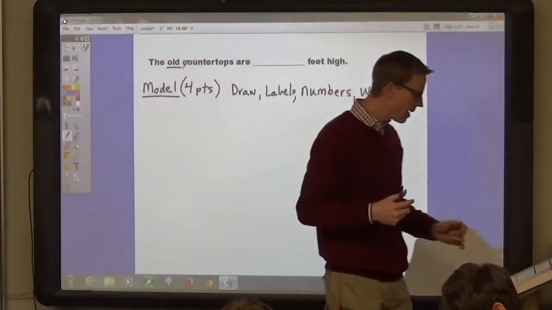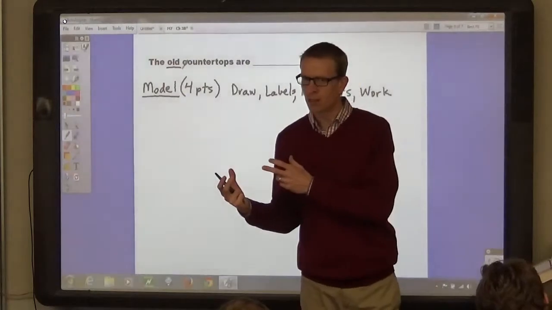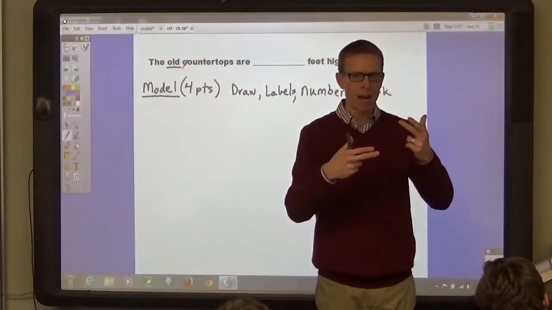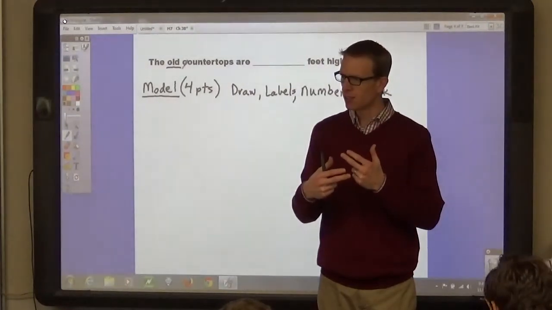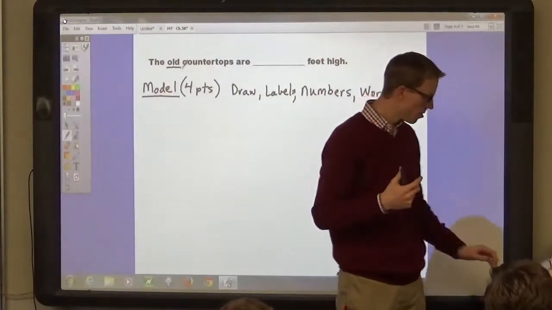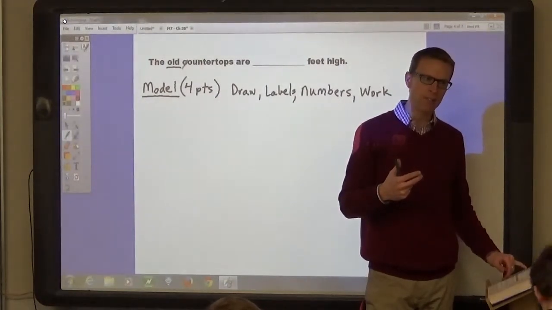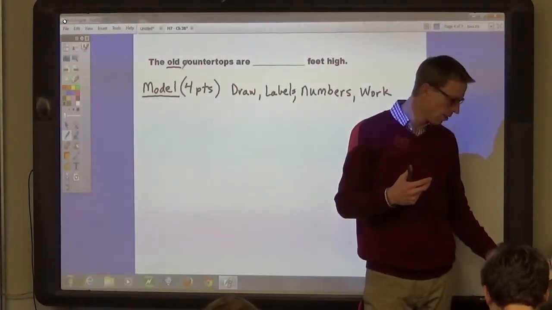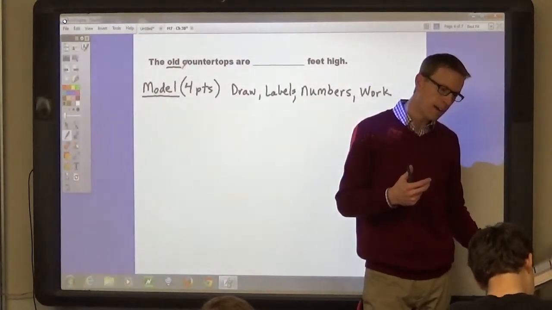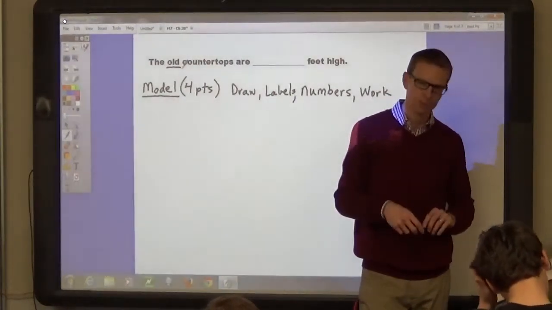So let's go back and reread that again. And look for information about the old countertops compared to the new countertops. And why don't you start drawing a model of boxes that you think would work to compare these numbers. Okay? So, to accommodate a wheelchair, a builder installed countertops that are 0.75 feet lower than the original ones. The new countertops are 2.5 feet high.